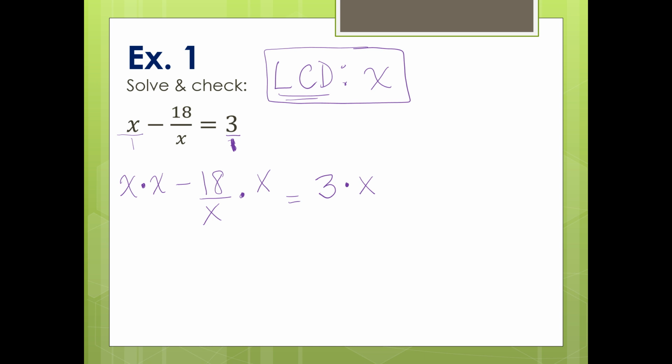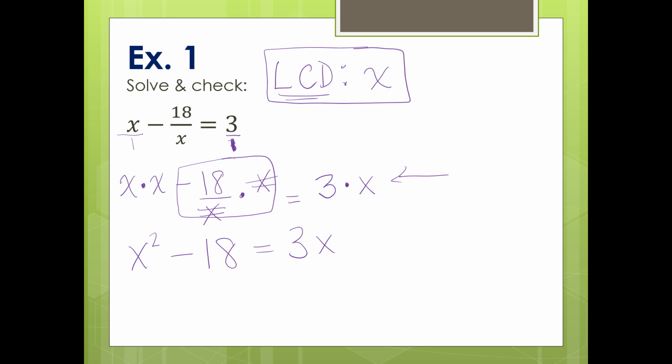Now we're going to go through and see what each term is. We have x squared, since x times x is x squared. For this second term, we had an x on the bottom and we multiplied it by an x, so they cancel out, and that is just 18. So then we get x squared minus 18 equals 3x. The whole point of this step is to get rid of all denominators, so you have an equation that doesn't have any fractions in it.